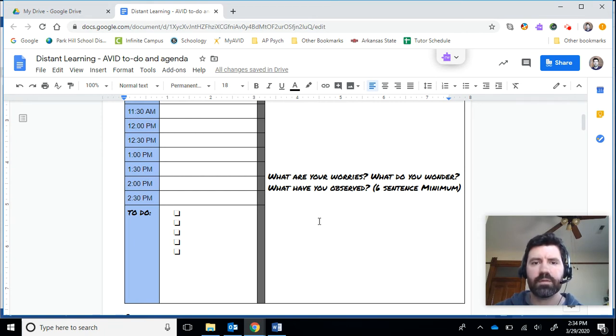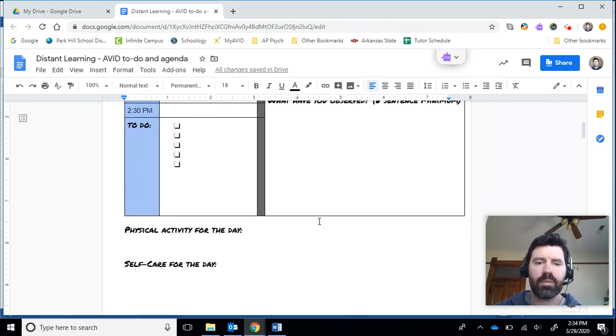At the very bottom, you'll see the physical activity and the self-care for the day. Two things that are really important during this time. Make sure that you're finding something to do to be active. Maybe it's just going for a walk. Maybe it's doing a bunch of push-ups. I'll let you decide how to be physically active. And then self-care. How are you taking care of yourself? What are you doing to challenge your mind? What are you doing to expand your soul? Who are you reaching out to? Maybe you're playing a card game with a sibling, right? Some kind of self-care.